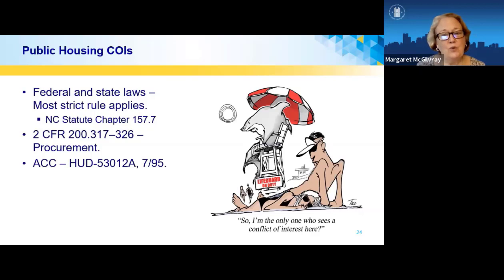And then there's also requirements in your annual contributions contract. There's a whole section on conflict of interest. So this is just a good reference slide for you all. And by the way, I don't know that I mentioned at the beginning of this, but these slides will be provided to you within the next week or so. Next slide.